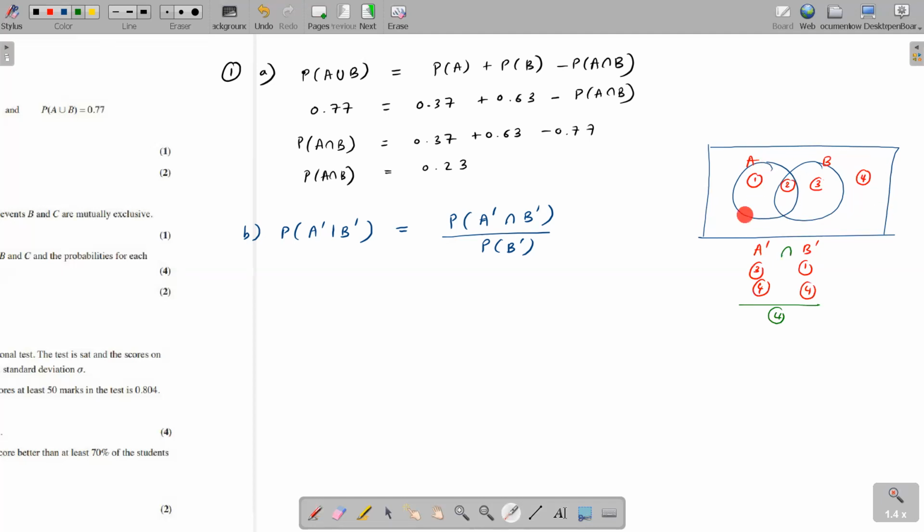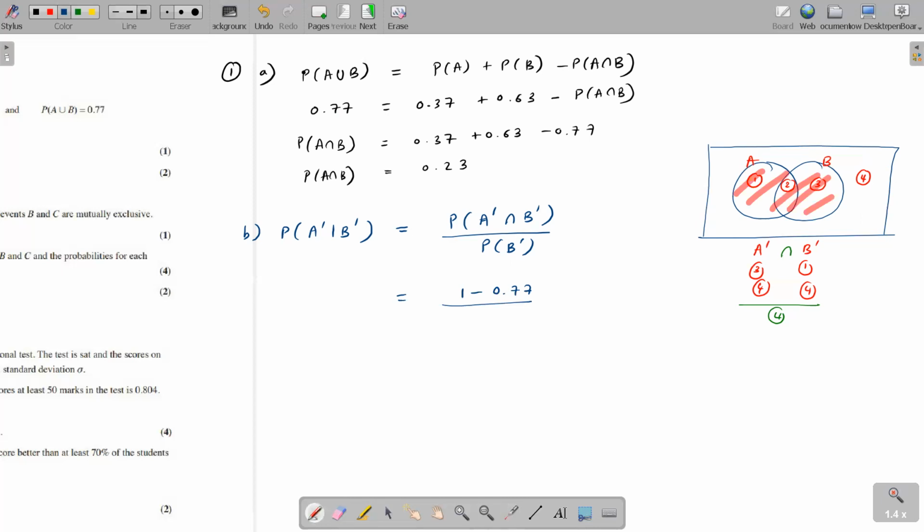Can you tell me a quick way to get this outside region? 1 minus 0.77. Look, A union B probability is given, right? A union B is 0.77. Can you all see, children? A union B is regions 1, 2, 3, and all of these three together are 0.77, which means A dash intersection B dash is 1 minus 0.77. Is there anyone in the class who can't understand that? Region number 4 is the outside one, so just 1 minus 0.77.